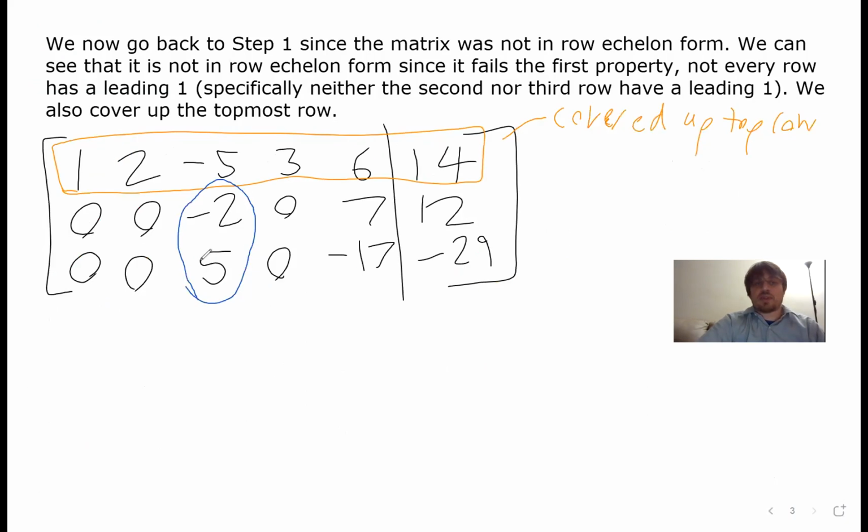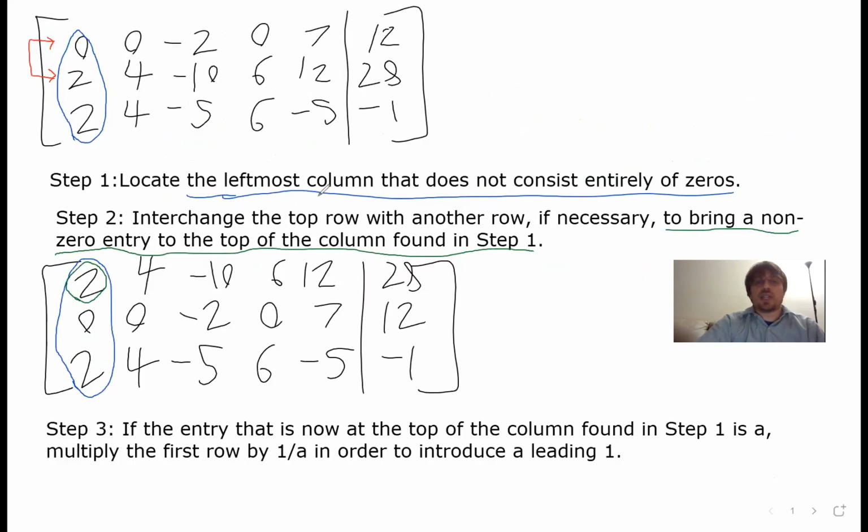So that's the leftmost column in the submatrix that does not consist entirely of zeros. Okay. So step 1, check. Okay, step 2, interchange the top row with another row if necessary to bring a non-zero entry to the top of the column found in step 1.